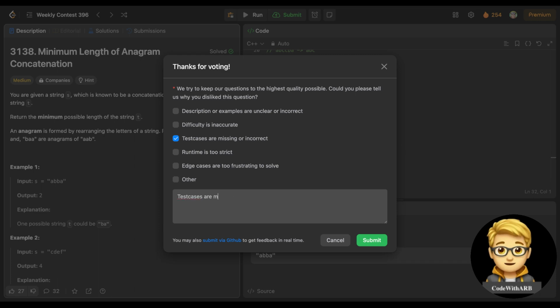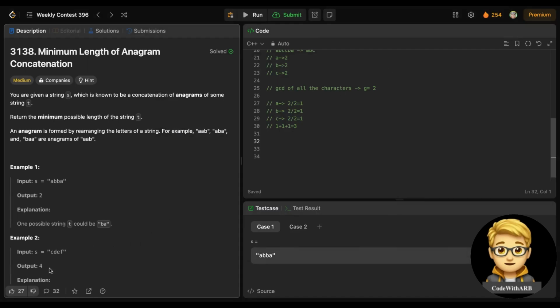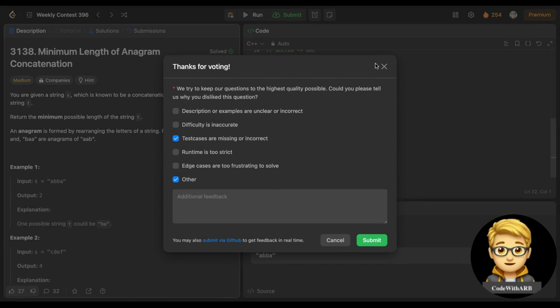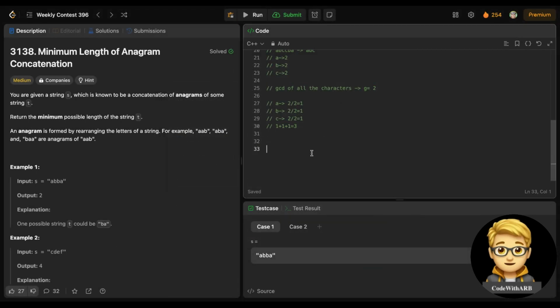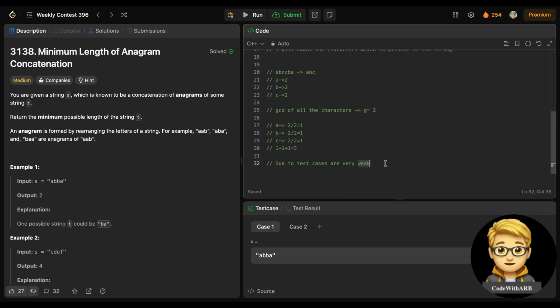Right. I will tell you why I'm disliking this. This should be submitted. I don't know why it is not submitting. Others submit. I don't know why it is not submitting. So I'm disliking this. Why? Because its test cases are very weak. Many have submitted these solutions and got accepted, which is quite disappointing here.